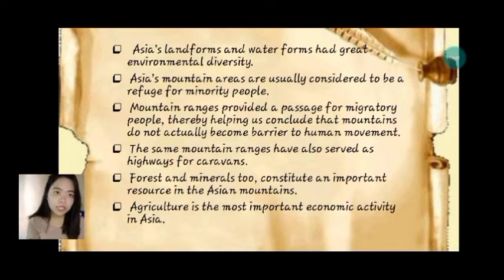So mountain ranges provide a passage for migratory people, thereby helping us conclude that mountains do not actually become a barrier to human movement. So therefore, the habitation of the Mongoloid and Caucasian descent of the south and eastern parts are the Himalayas mountain. Other Asian highlands are classified as areas of nomadic herding, which is most extensive in the North and West Asia.